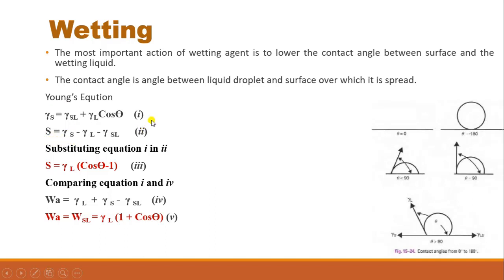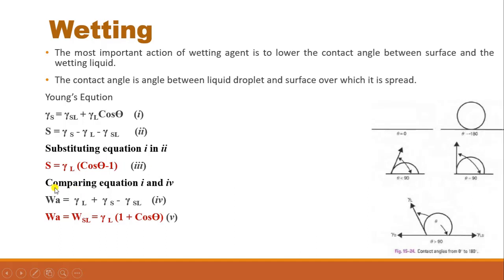If we substitute the value of equation 1 in equation 2, we will have this equation: S is equal to gamma L into cos theta minus 1. We can use this equation for determination of wetting. We cannot directly use Young's equation for determination of wetting because it contains the surface tension of solid and the interfacial tension of solid and liquid, and determination of both is difficult. So we can use equation 3 for determination of wetting.